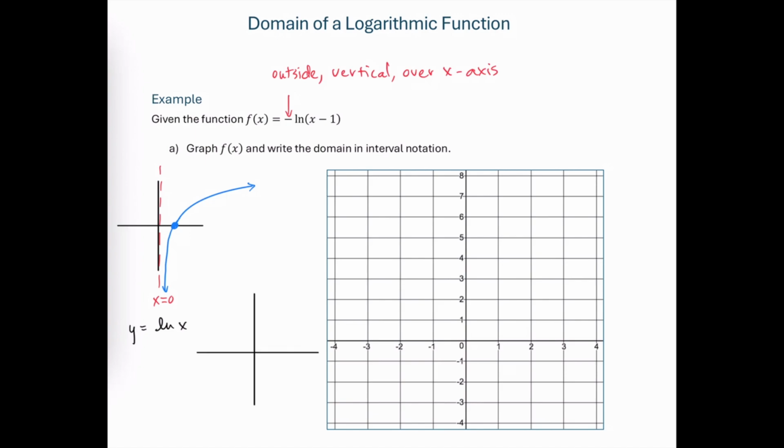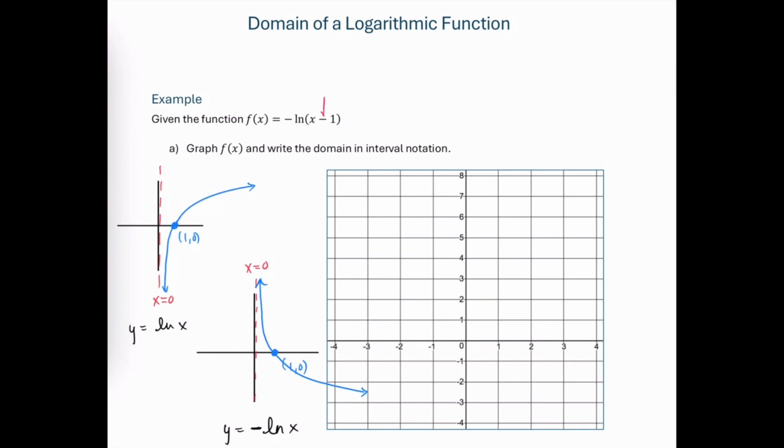A vertical flip is only going to affect the y-coordinates of our ordered pairs, so this vertical asymptote, which counts as an x-coordinate, doesn't move, and our x-intercept does not move because we're multiplying the y values by -1. However, the rest of the function is going to be flipped vertically, and we'll call this the graph of negative ln of x, essentially a vertical flip on the ln of x function.